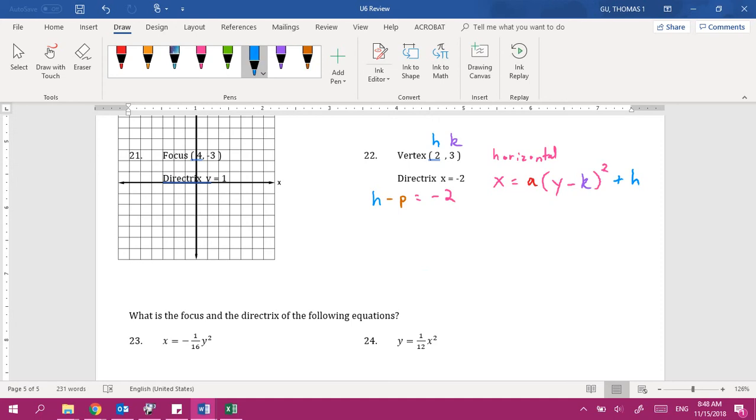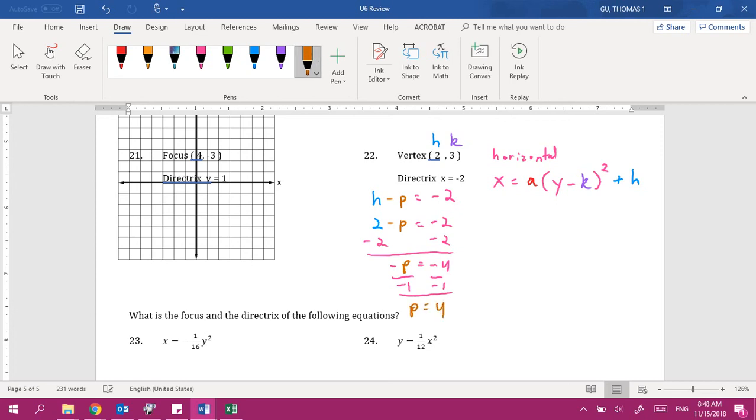Well, I don't know what h is though. So first, plug in the 2 for h, right? So it's 2, because we know that h is 2. Minus p equals -2. And then what do I do from here to solve for p? Subtract 2. So then we get -p equals -4. So how do I get p? Divide by -1. So p equals 4, right?